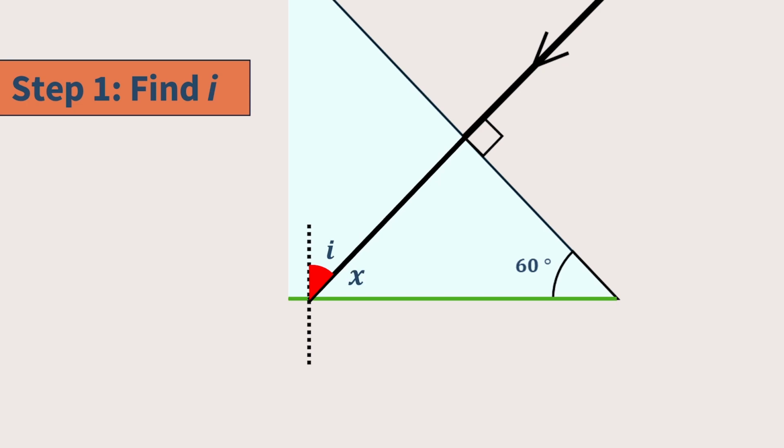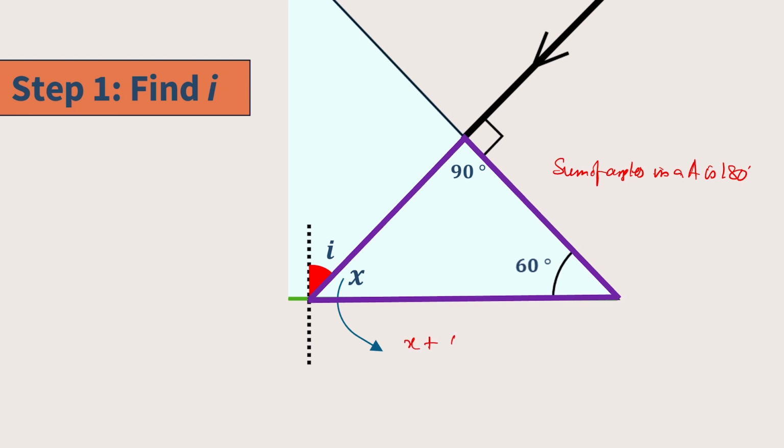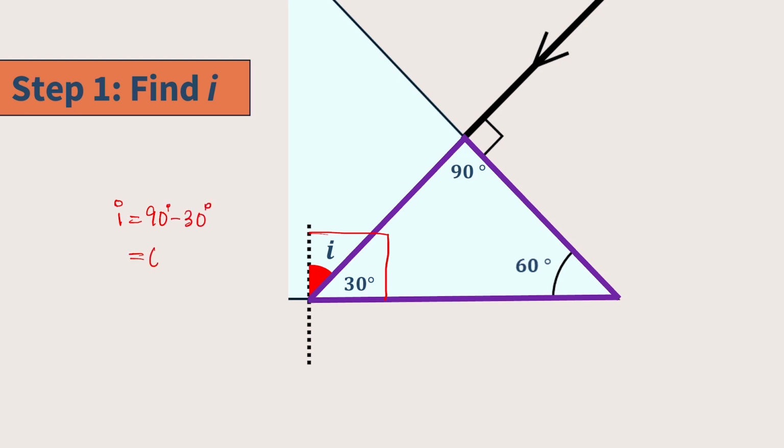So in order to find I, first we need to find X. We also know this angle will be 90 degree. As you can see, it is a triangle. As you have learned in geometry, the sum of angles in a triangle is 180 degree. So we can write X plus 60 plus 90 is equal to 180. X is equal to 180 minus 150. X is equal to 30 degree. Now we know the angle between the normal and the surface is 90 degree, so we can find I. I is equal to 90 minus 30, which is equal to 60 degree.